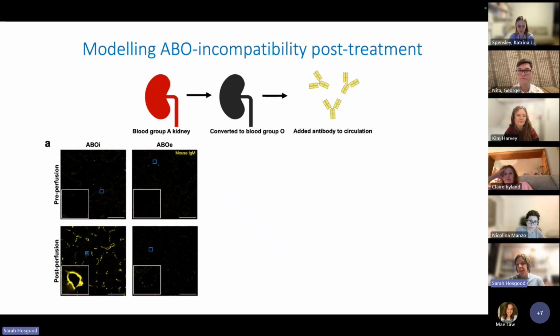So what we've done is model this in the lab by again taking a pair of A kidneys and then treating one to convert it to O and having one as control. After the treatment, we've then added these antibodies into the circulation. So if you have an incompatible transplant, these antibodies will stick onto the cell surface of these endothelial cells and they would cause an immediate rejection. And what we see, if you look at the first panel on your left-hand side, is that these antibodies have actually stuck to the endothelium, so we get this nice bright yellow staining, whereas in the treated kidney, there's no expression, meaning the antibodies haven't bound to the endothelium.